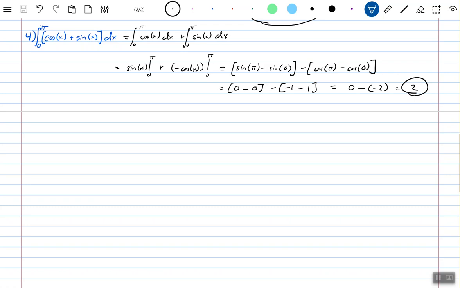So make sure you know your derivative rules as well. Knowing the derivative rules will drastically help your integration. If you don't know your derivative rules, how on earth are you going to be able to undo this? So, got to know those integral rules.